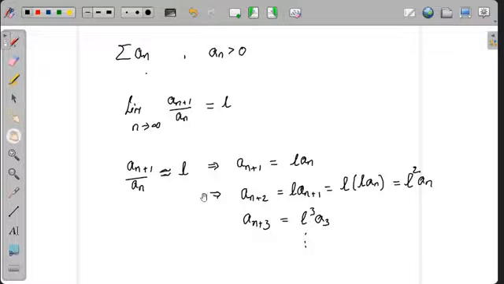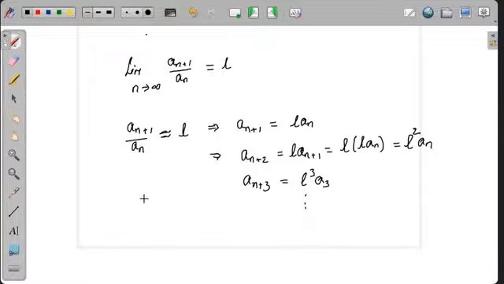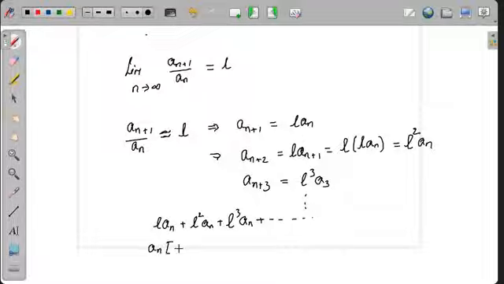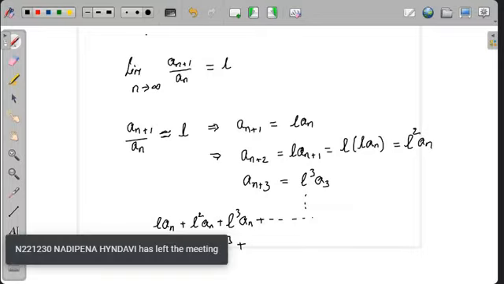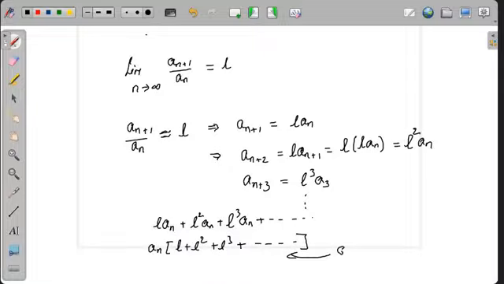Now suppose we look at the infinite summation. Beyond a certain stage, from the n plus 1 stage, you can see it as L times an plus L square times an plus L cube times an and so on. Taking an common, what finally comes is L plus L square plus L cube and so on. So what is this? This is nothing but a geometric series.